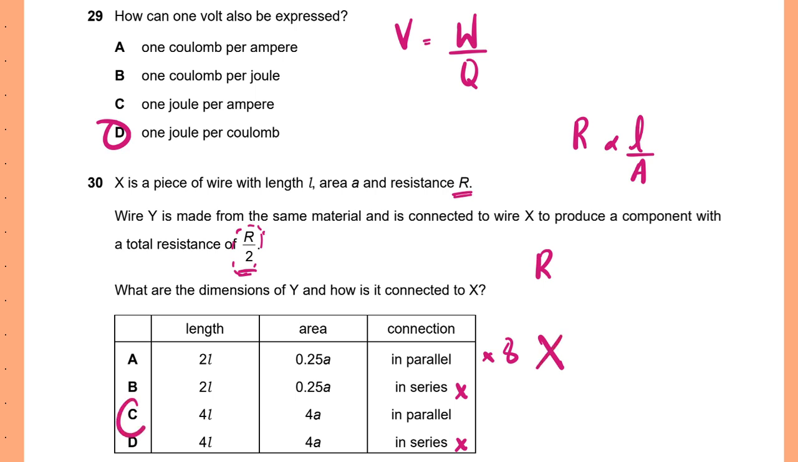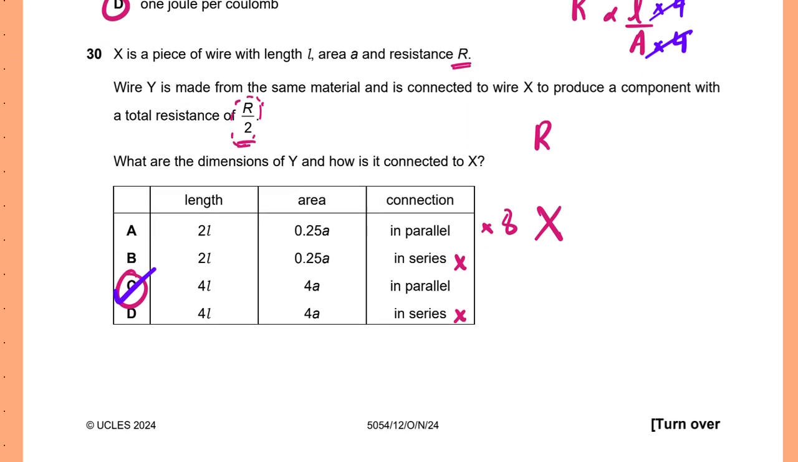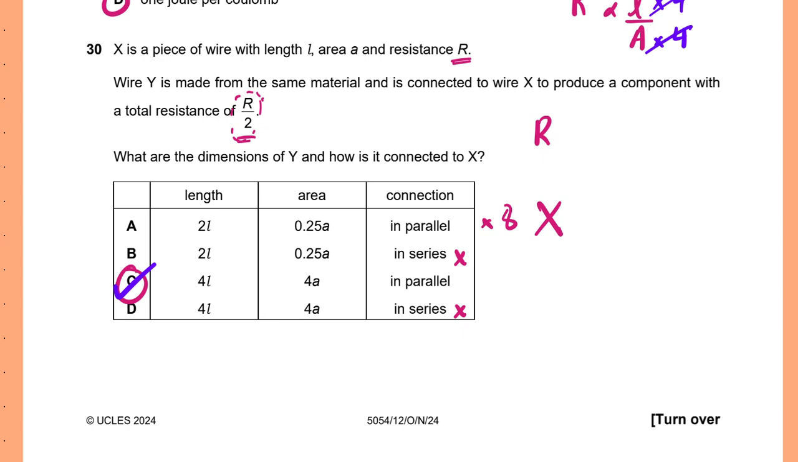However, C is exactly what we need, because here the resistance goes up by a factor of 4 due to the length, and because the area becomes 4 times as well, this causes it to become 1/4 of its value, so overall there is no effect. And C is the correct answer. This was definitely a more technical question.